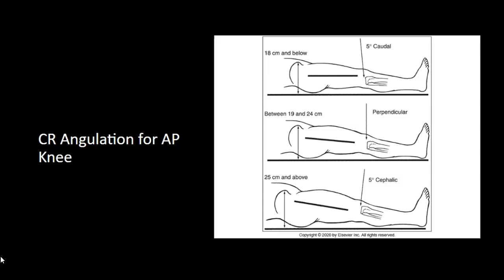In patients who measure between 19 to 24 centimeters, a perpendicular central ray is sufficient. And for those patients whose upper thigh and buttocks measure 25 centimeters and above, you're going to use a 5-degree cephalic angle.